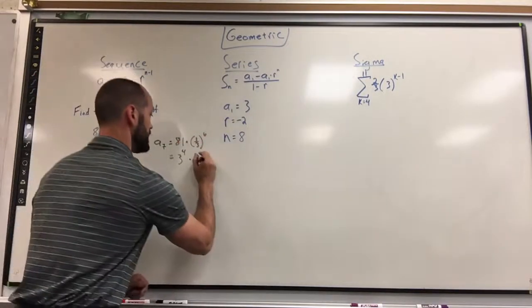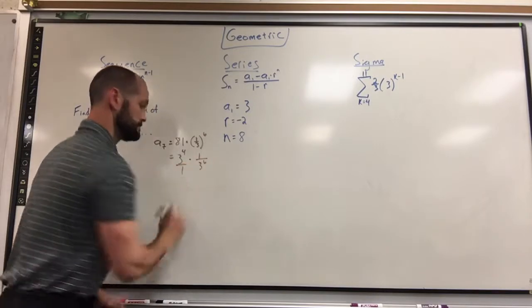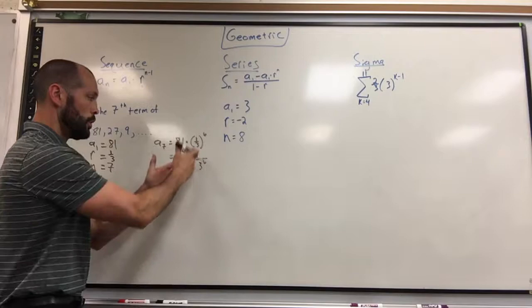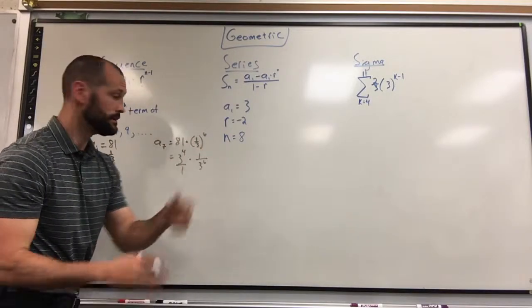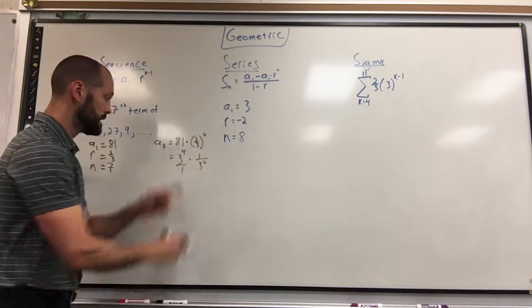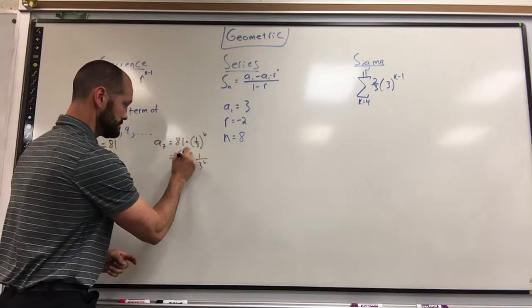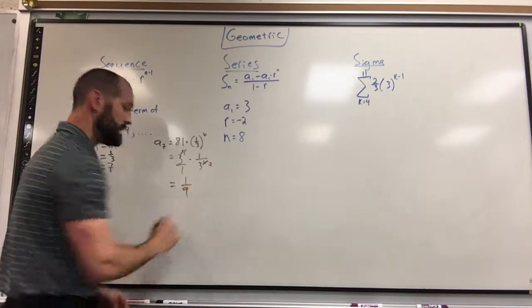I'm going to write it a different way. 1/3 to the 6th. 1/3 times itself 6 times is 1 to the 6th, which is 1, and 3 to the 6th, which is, I'm going to keep it as 3 to the 6th. Cancel. You'll end up with 1/9.